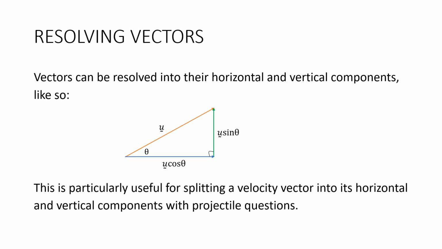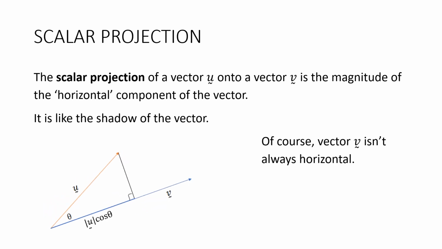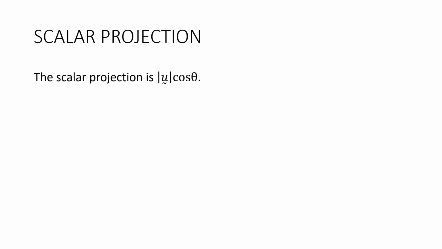projectile questions. The scalar projection of a vector u onto a vector v is the magnitude of this horizontal component of the vector. So it's like the shadow of the vector. But of course, vector v doesn't always have to be horizontal. So we could use that formula, magnitude of u cos theta. But we actually know a formula involving cos theta, don't we? It's this one. u dot v is equal to the magnitude of u, magnitude of v, cos theta.